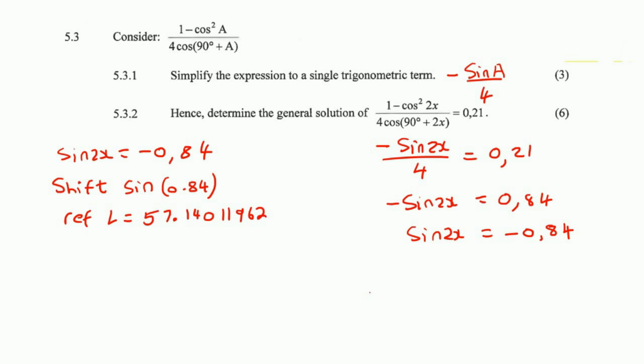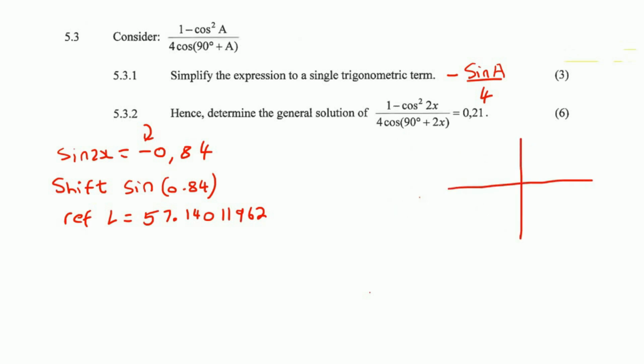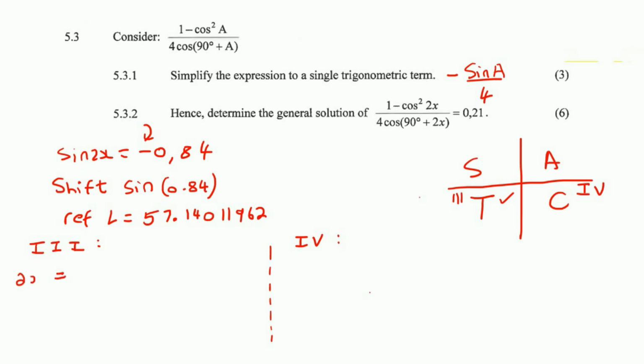Now, the negative, you might be wondering what it does. The negative tells us that we are in the quadrants where sin is negative. If we think about our CAST diagram, where is sin negative? Sin is negative in the third quadrant and in the fourth quadrant. So we are going to work in the third and fourth quadrants. In the third, whatever this angle was, that's 2x. So we say 2x equals, in the third quadrant, we always say 180 plus.